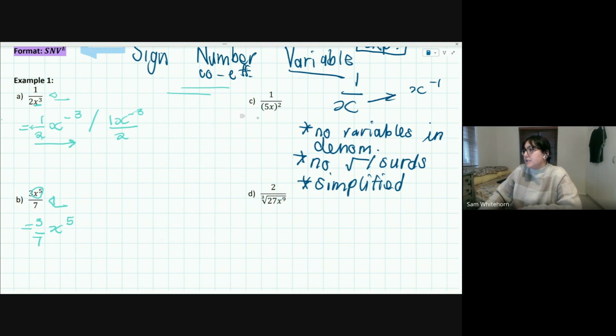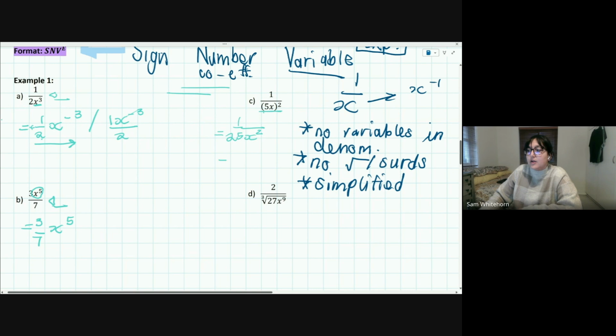Okay, if we move over to C, this is an example where I said we always want to simplify. So I'm just going to go over a little bit here. I need to distribute this exponent into this bracket so that I have a simplified denominator. So this will be 1 over 25x squared. Let's just fix that.